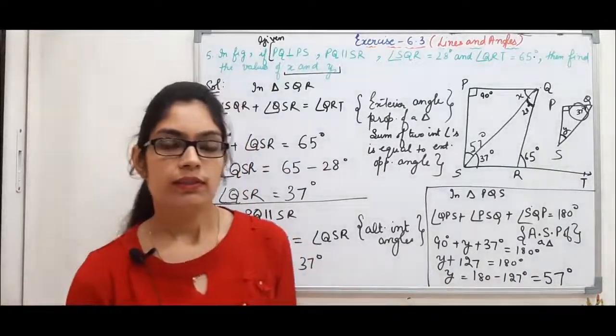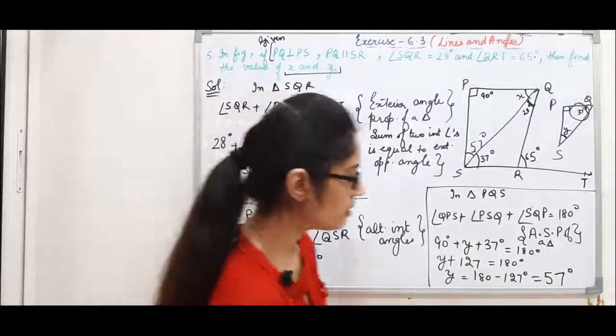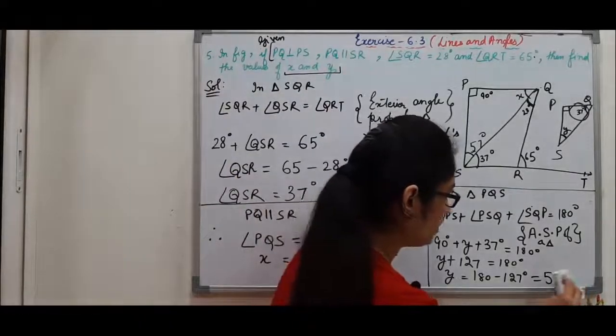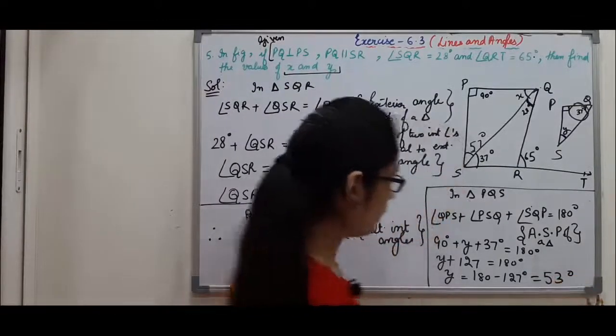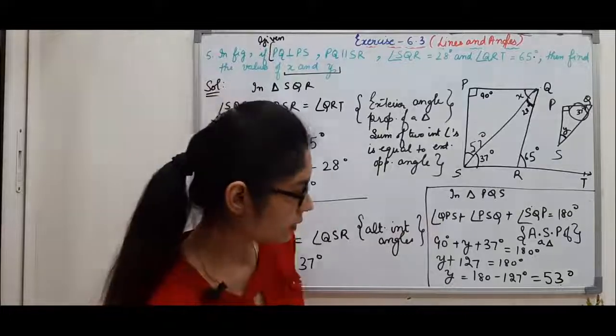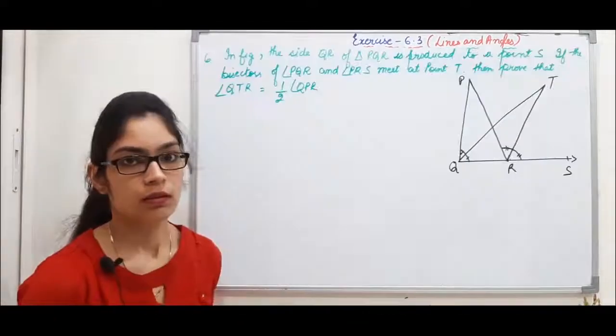Now let's do the last question of this exercise. Okay, so by mistake I have written 57, it is equal to 53, because 180 minus 127 is equal to 53. Now let's do the last question of this exercise.